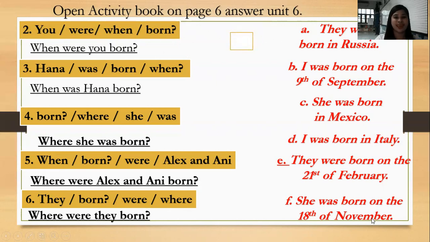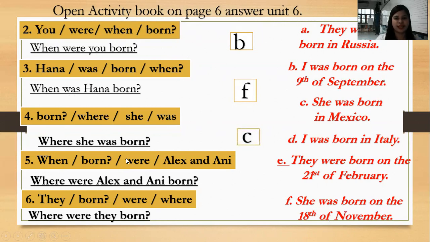Number 2. What is the answer? Letter B. When were you born? I was born on the 9th of September. Very good. Number 3. What is the correct answer? Letter F. When was Hannah born? She was born on the 18th of November.